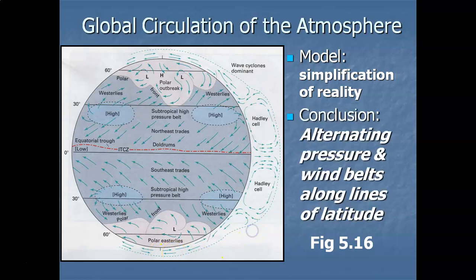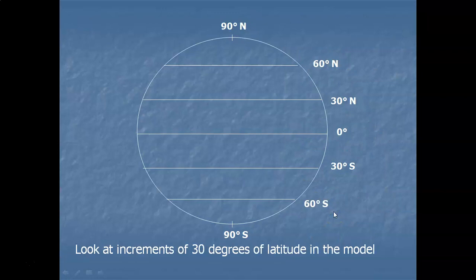And what I like to do is give you the conclusion to show you how really simple this can actually wind up being. We're going to be looking at particular lines of latitude, simply increments of 30 degrees: 0, 30, 60, 90. And what we're going to wind up seeing is alternating pressure and wind belts along lines of latitude. And so let's see this unfold.